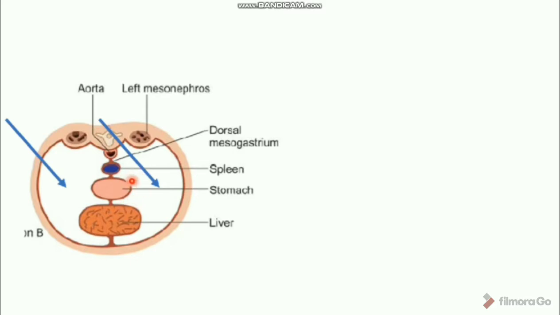Now behind here, these are the derivatives of the dorsal mesogastrium. The part attaching it with the spleen is called the gastrosplenic ligament, as the name suggests, and the part which is attaching the spleen with the posterior abdominal wall behind is called the splenorenal ligament, because you can see the kidney is growing in here. So it's the splenorenal ligament. Alright.